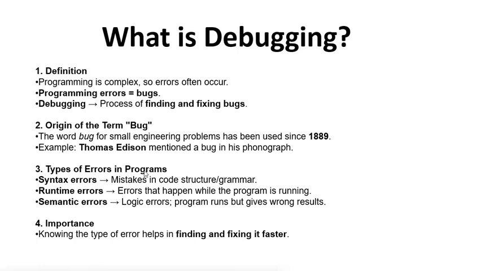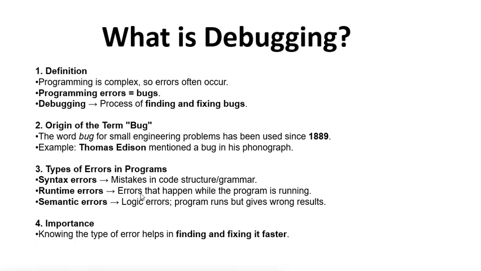Here are the types of errors in programs. We have three types of errors: syntax errors, runtime errors and semantic errors. Let us understand what a syntax error is. It is a mistake in the code structure or grammar. That is what is meant by a syntax error.